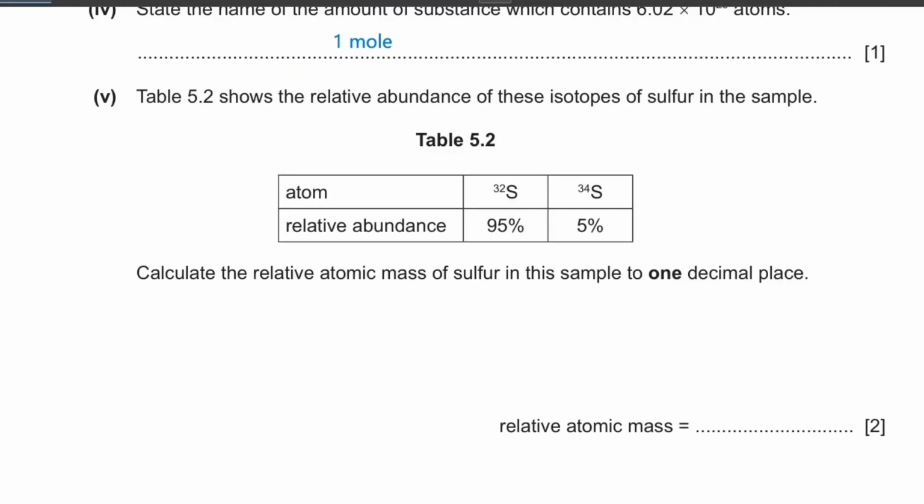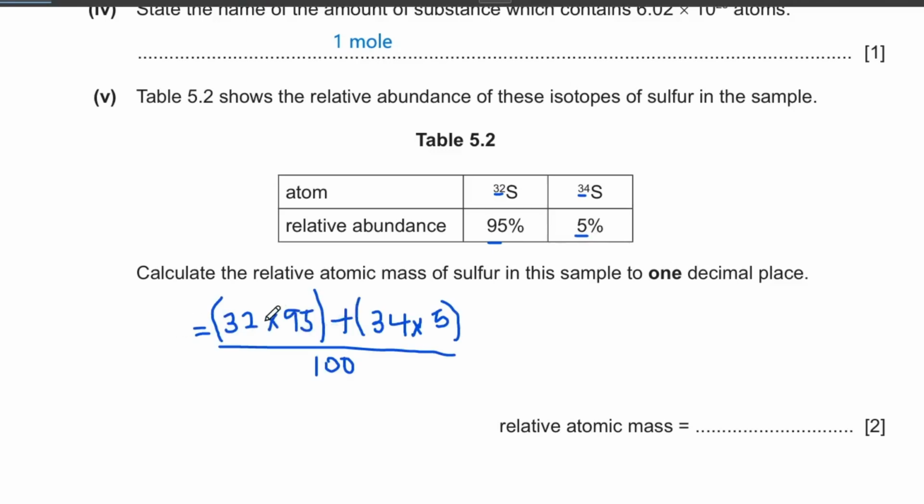Next question. Table 5.2 shows the relative abundance of these isotopes of sulfur in the sample. Calculate the relative atomic mass of sulfur in this sample to 1 decimal place. To calculate the relative atomic mass of sulfur, use the formula: the mass multiplied by the percentage abundance, plus the mass of the second isotope multiplied by the percentage abundance. So this will be equal to 32 multiplied by 95 plus 34 multiplied by 5, divided by 100. Punch your calculator, it is going to give us 32.1.